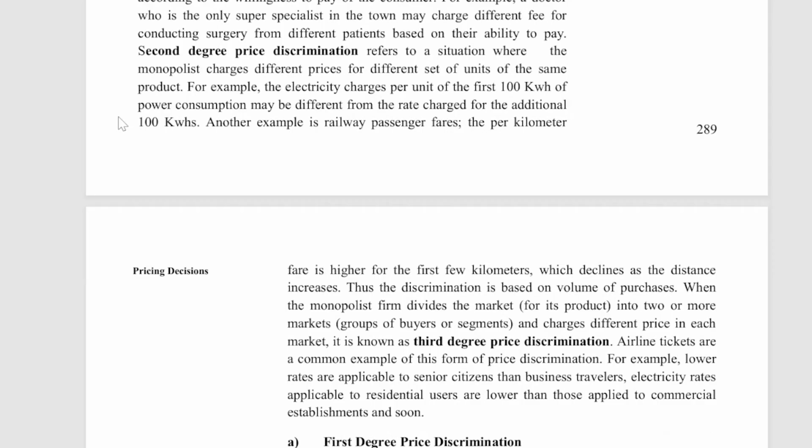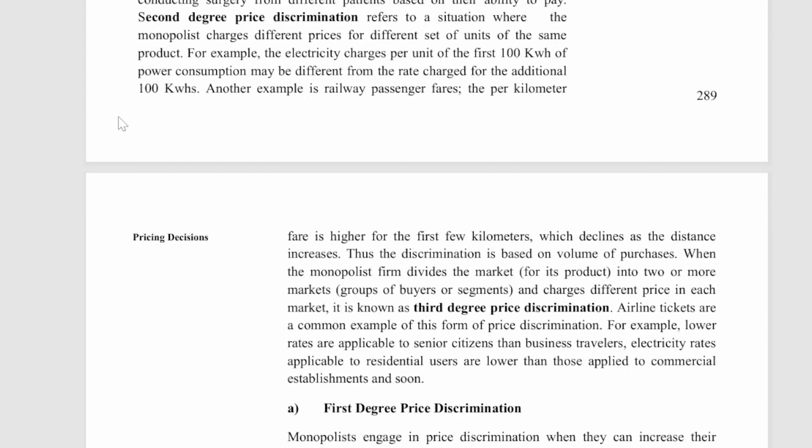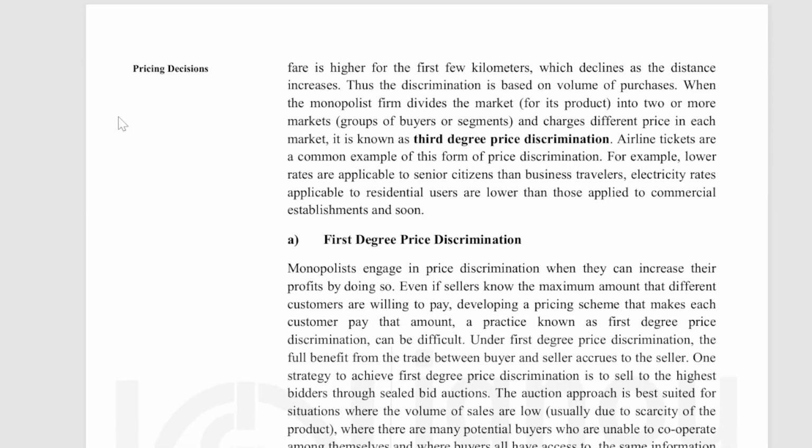And second degree price discrimination refers to a situation where the monopolist charges different prices for different sets of units of the same product. Example, please read this. And third degree price discrimination is when the monopolist firm divides the market into two or more markets and charges a different price in each market. Airline tickets are a common example of this form of price discrimination. For example, lower rates are applicable to senior citizens than business travelers. Electricity rates applicable to residential users are lower than those applied to commercial establishments, and so on.